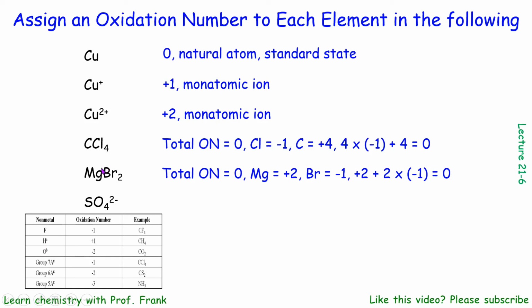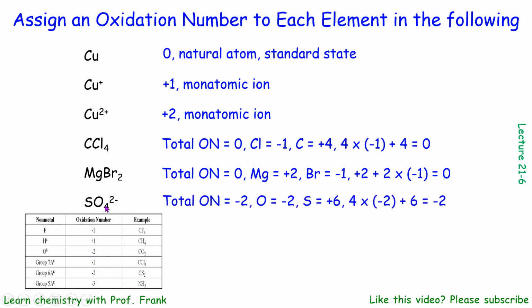Overall oxidation number for this compound is 0 because it's not an ion. Okay, and we know magnesium is group 2A, always positive 2. Then bromide, there are 2 bromides, that should be -1. Again, that's a group 7A, typically should be -1.